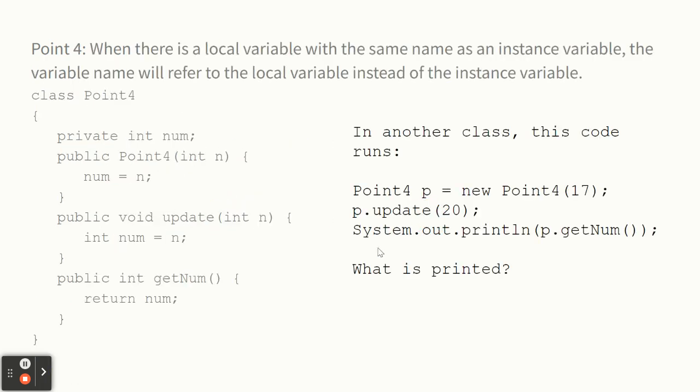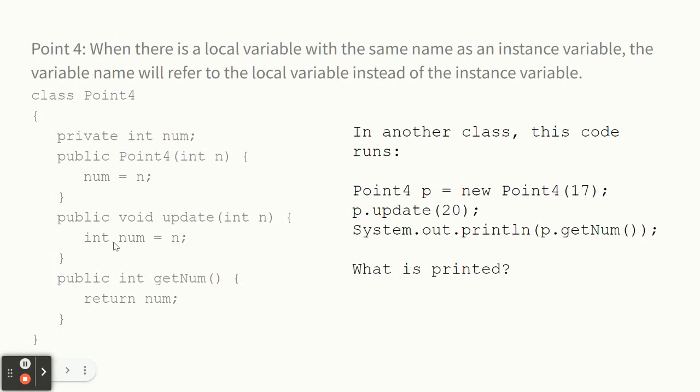So I already explained that. And then Point4, yeah. Private int num, and then here's a constructor, public Point4(int n) { num = n; }. That's all good so far. And then down here, public void update(int n). So you're trying to send a new number in. Look at this. This declares a new variable. It declares a local variable called num and it sets it to n.